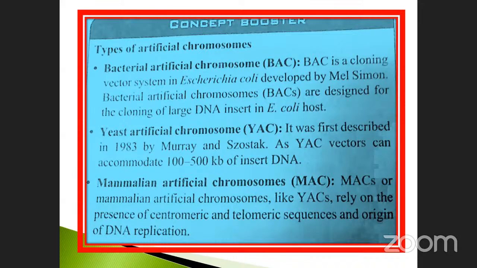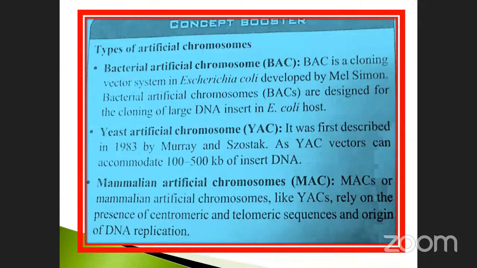The bacterial artificial chromosome, where do you get it? Escherichia coli. Mostly they prepare it in bacteria, which you know, Escherichia coli, for genetic engineering. Yeast artificial chromosome was first described in the year 1983, by Murray and Szostak. How many base pairs is possible? Already we studied in the tabulation, up to 3000 kb, isn't it? But in this category, 100 to 500 kb has been given.